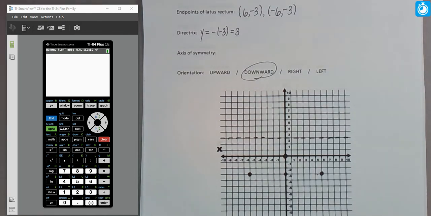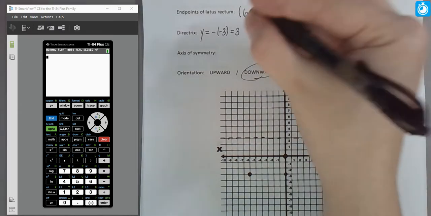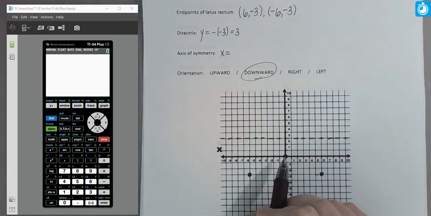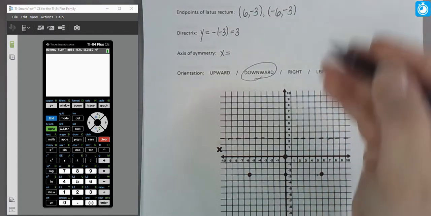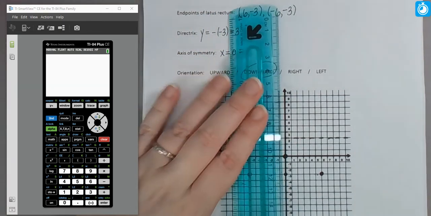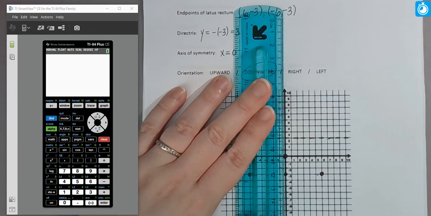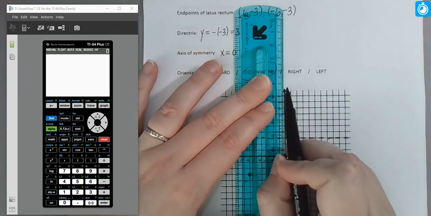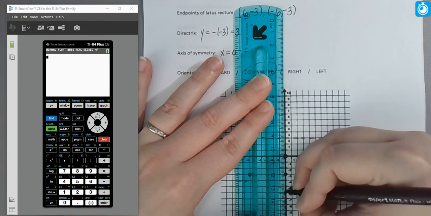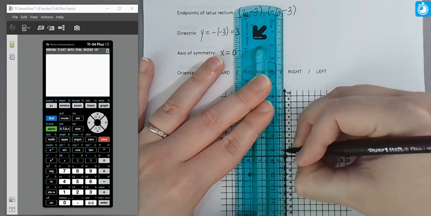And then our axis of symmetry, in this case we have a vertical parabola, so it's going to be the vertical line passing through our vertex. A vertical line is always of the form x equals, and it's always x equals the x coordinate of our vertex. So in this case, x equals 0. If we want to graph the axis of symmetry, it's the vertical line that passes through our vertex and through the focus. Because it's right there on the y-axis, it's typically easier to graph if you go just to the left of that or just to the right of that, just so you can see the actual line.